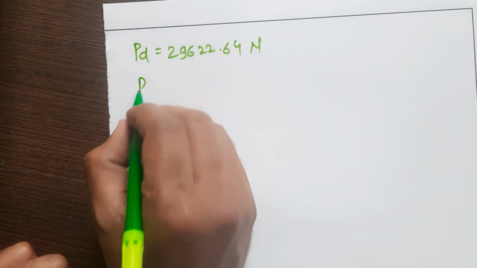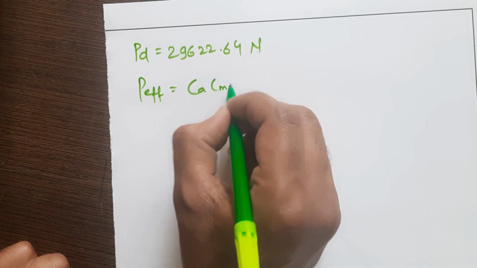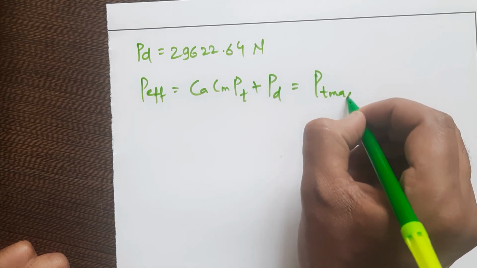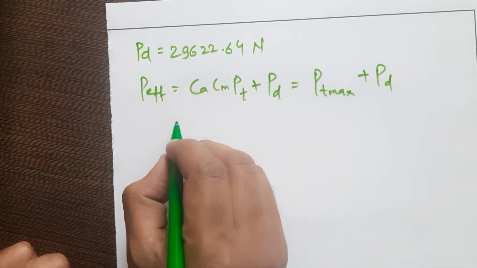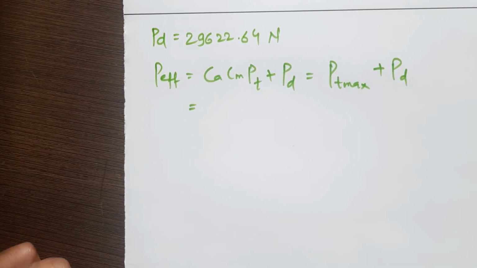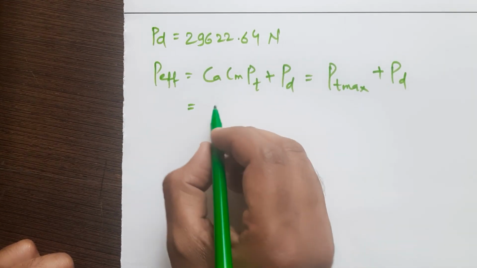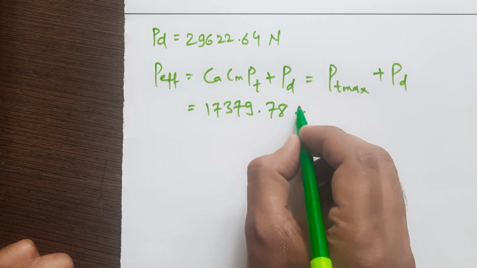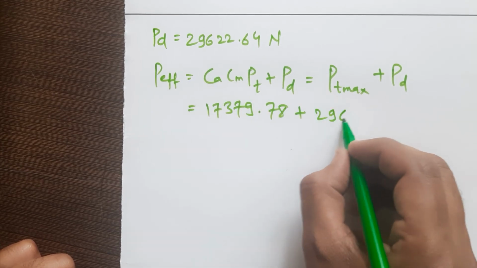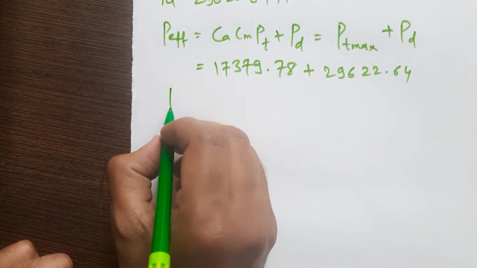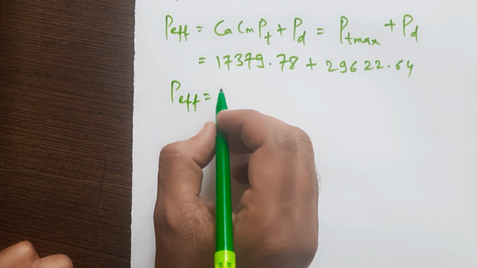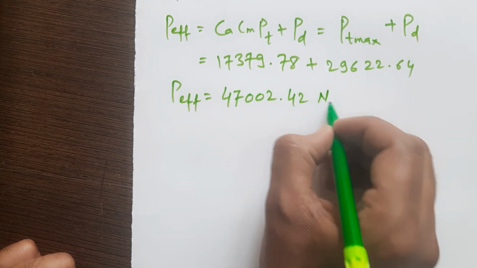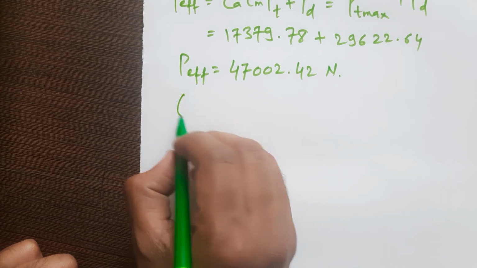After getting the value of Pd, you can now calculate P effective. P effective is CaCmPt plus Pd, or you can call it Pt max plus Pd. Pt max we have calculated as 17379.78, plus Pd, which is 29622.64. If you add both, you will get P effective as 47002.42 Newton.